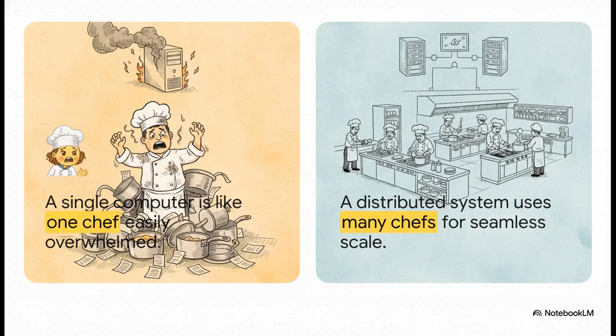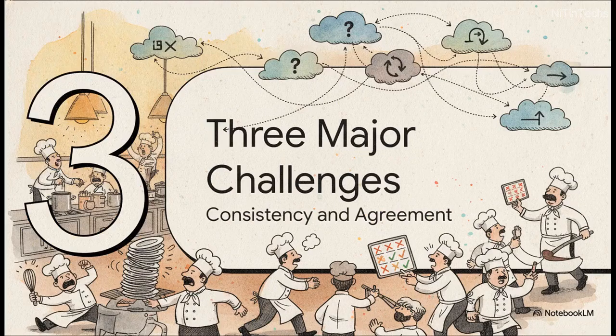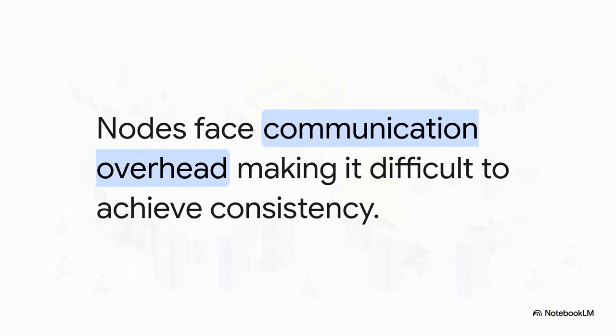By contrast, a distributed system operates like a sprawling restaurant kitchen with dozens of specialized chefs. One is entirely focused on sauces, another's working the grill, someone else is prepping vegetables. Each chef here is an independent node. By working together simultaneously, they provide a seamless, rapid experience to the customer sitting out at the table. Which brings us to section 3, the 3 major challenges. Coordinating that many nodes is incredibly difficult.